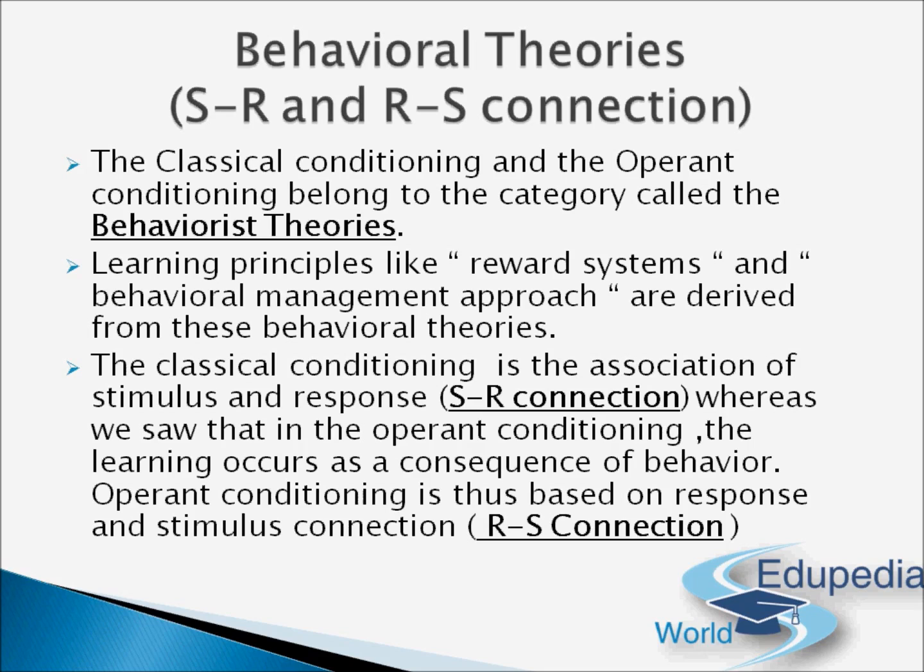Now here we see a basic difference between the two. Classical conditioning is the association of stimulus and response. You see in this slide we have SR connection and RS connection. The SR connection is the association of stimulus and response, as it has happened in the case of classical conditioning. But in the case of operant conditioning, the learning has occurred as a consequence of behavior. For example, the rat was pressing the lever. So operant conditioning is based on the response and stimulus, the RS connection. So the SR connection is connected to classical conditioning and the RS connection is connected to operant conditioning.